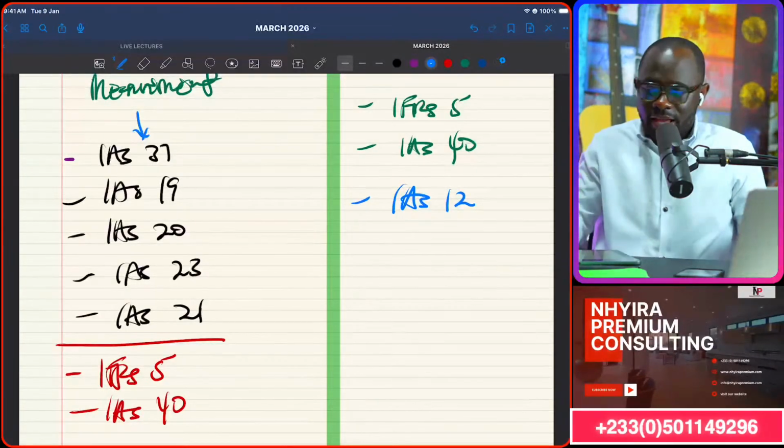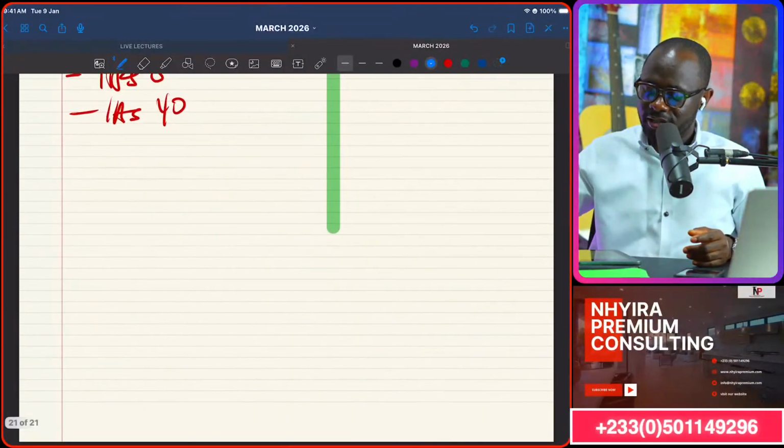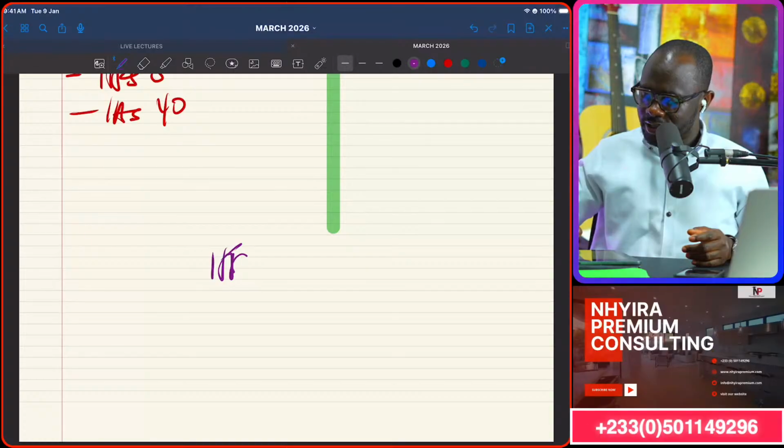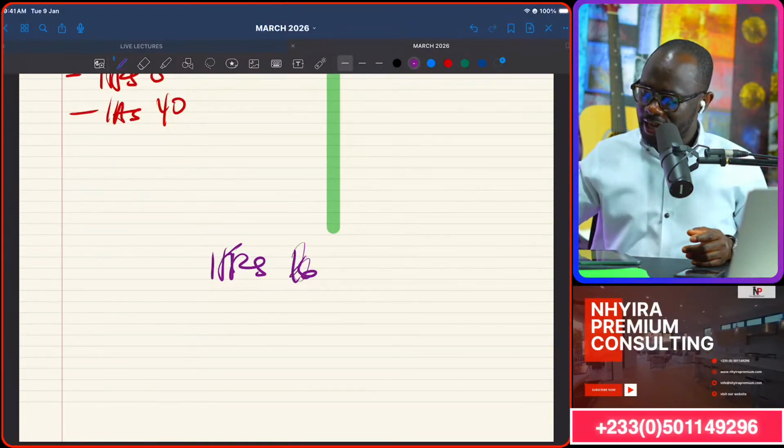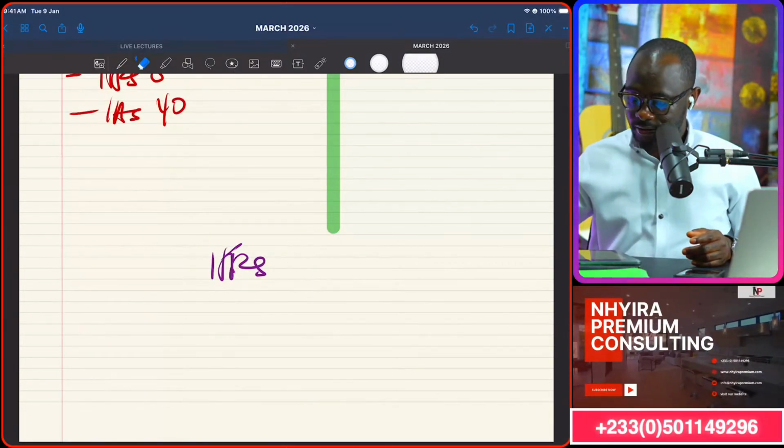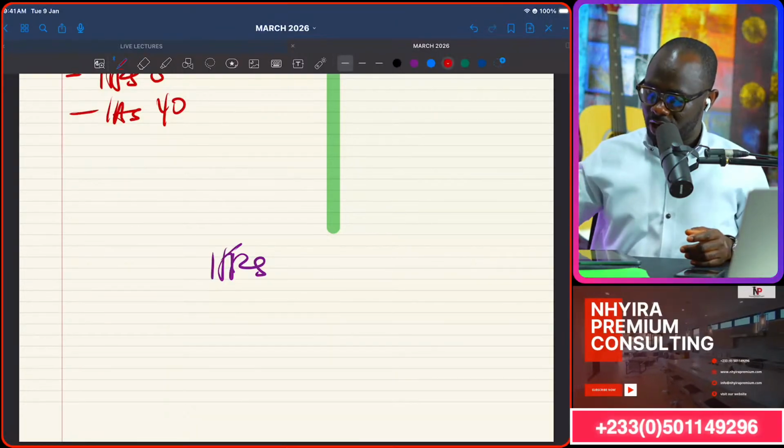That is the thing there. And as you are learning all of these things, there is one accounting standard that you cannot forget, and that is IFRS 13, fair value measurement.